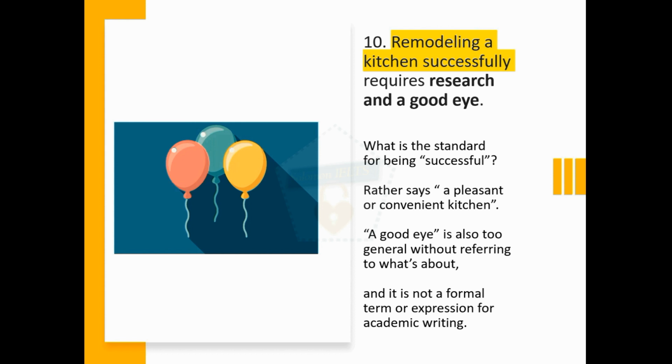Remodeling a kitchen successfully requires research and a good eye. What's the standard for being successful? Rather, say a pleasant or convenient kitchen. A good eye is also too general without referring to what it's about, and it is not a formal term or expression for academic writing.